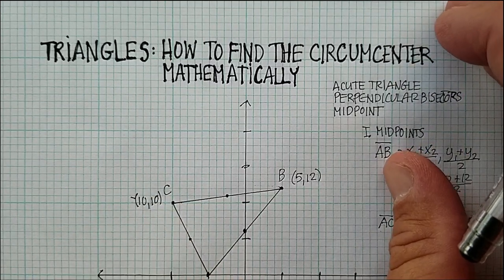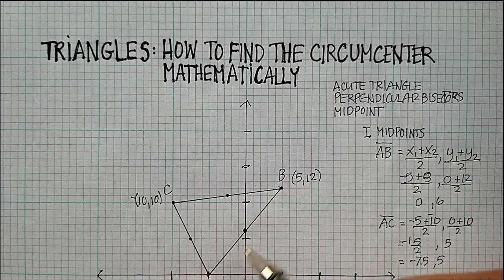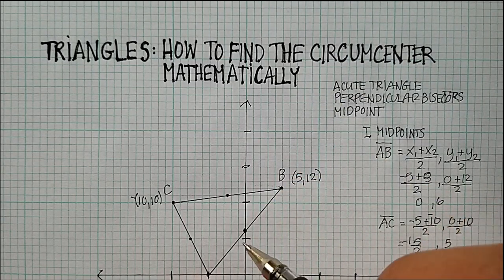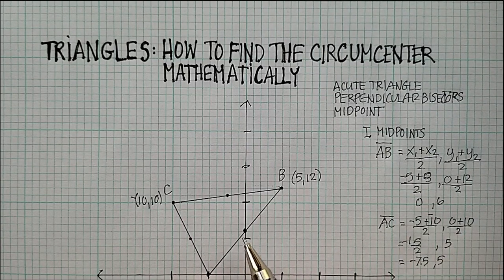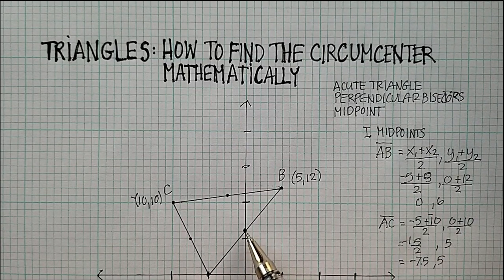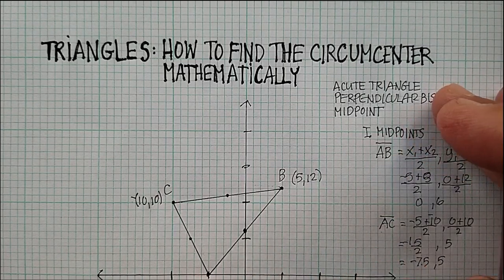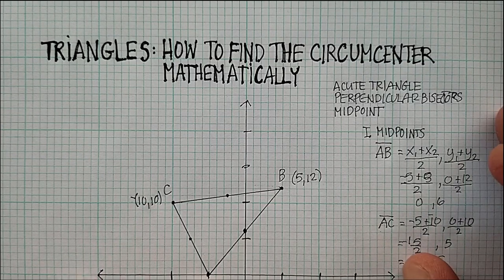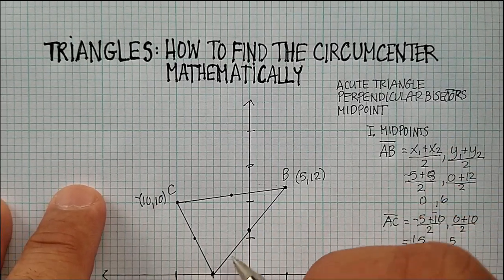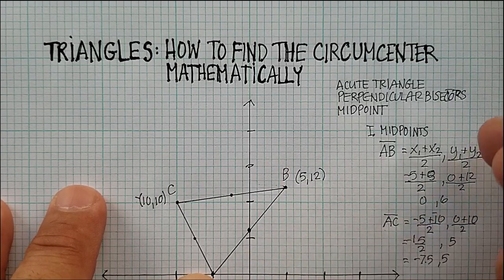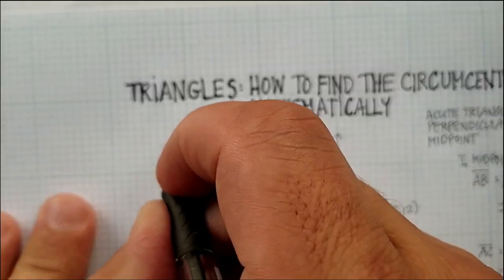So to do that, I need to find the slope of this line and then find the negative reciprocal of that slope, and then use the point that I just found, the midpoint, and put it into an equation. Now, let me go through that one more time. The first thing I have to do, step 2, is to find the slope of this line. So let's go ahead and do that. I'm going to call that paragraph 2.